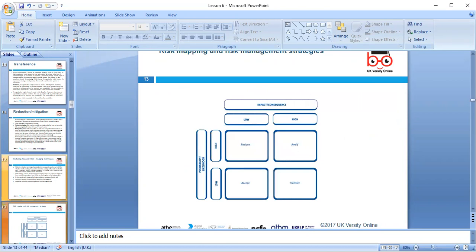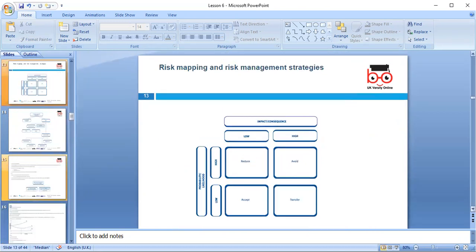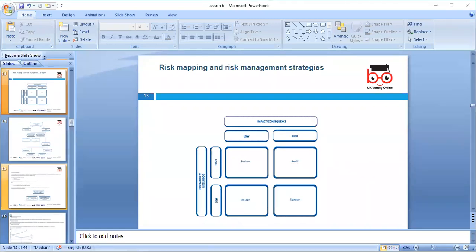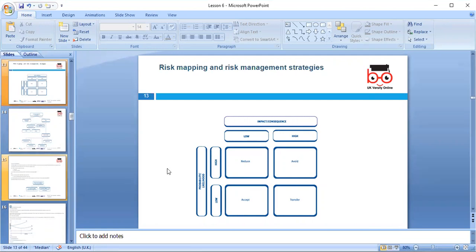Then you always do risk mapping strategies. We can use various risk maps. You can look at the impact and the consequences, low and high risk, and how you can reduce the risk, avoid it, accept it, or transfer it. What is the probability of each of these areas? Then we can make the plan accordingly.